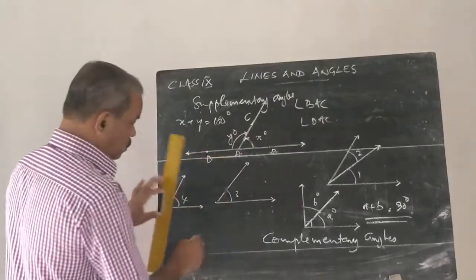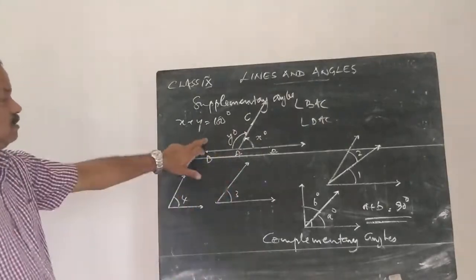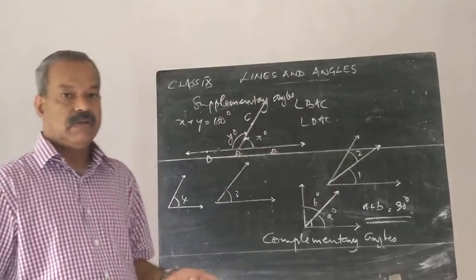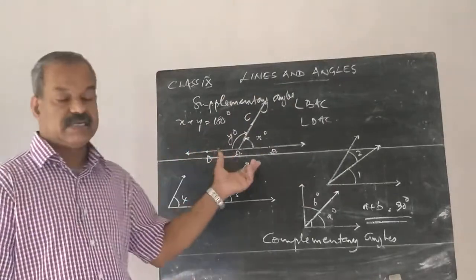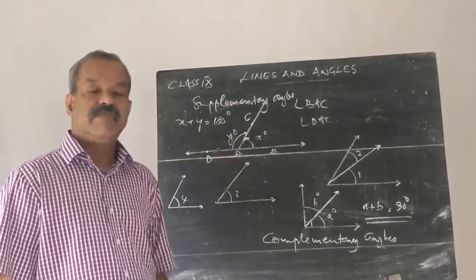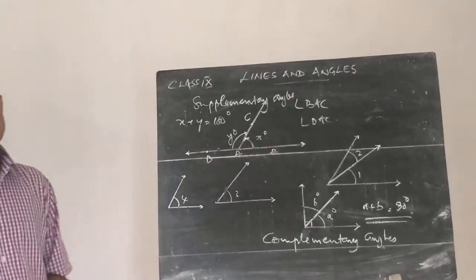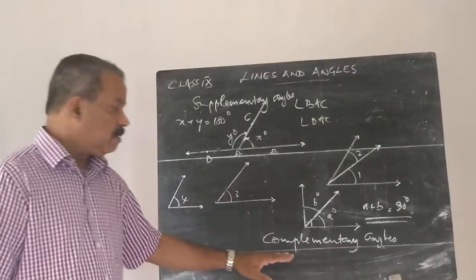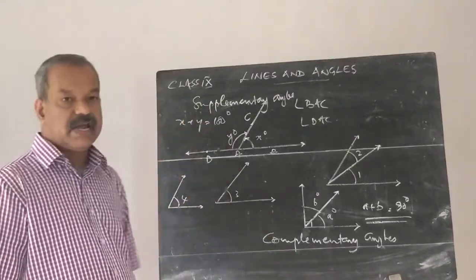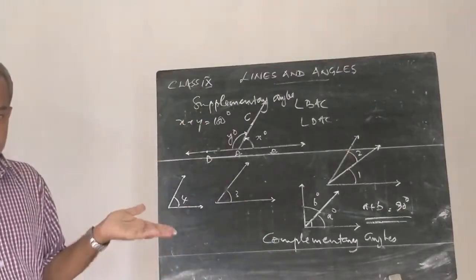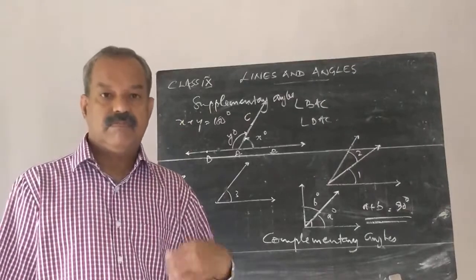Now, if two angles are not adjacent and their sum is 180, then the angles are supplementary. So, for complementary angles and for supplementary angles, angles can be adjacent angles or not.